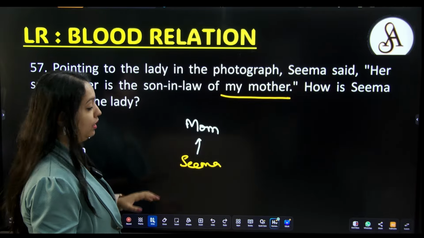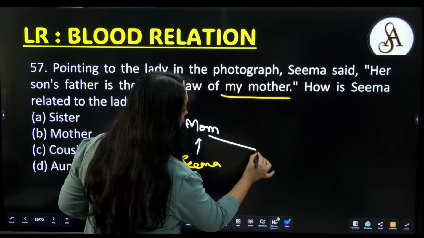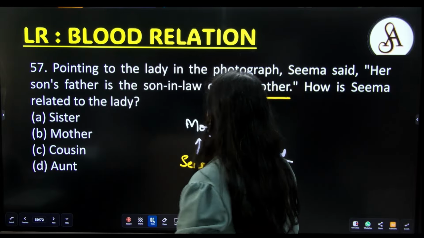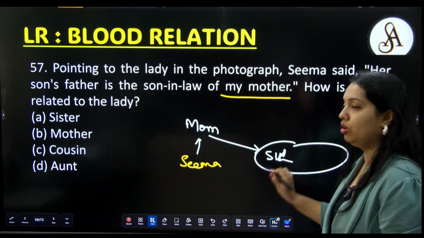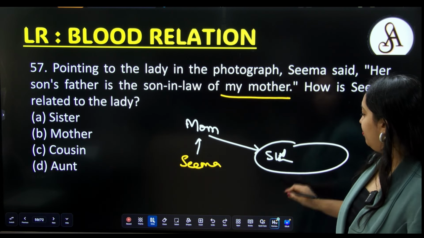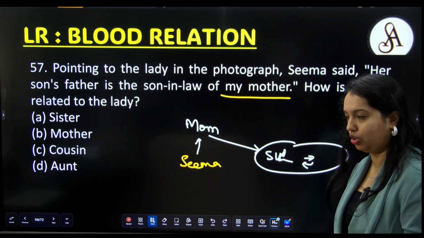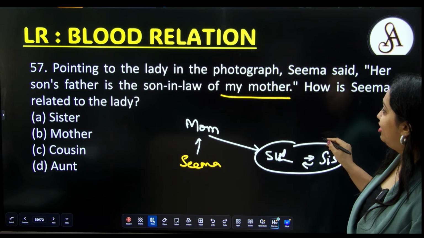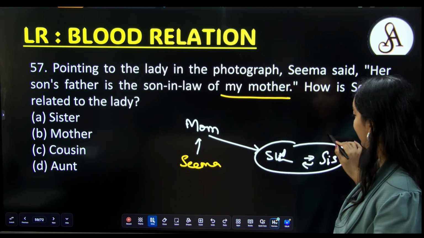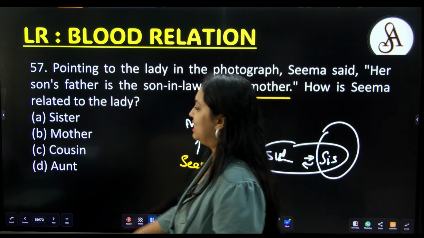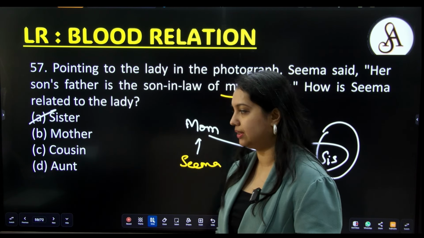Son-in-law of my mother. If I have to say my mother's son-in-law, there are two cases now. Son-in-law. There can be one more daughter, or we are speaking about Seema's husband only. Right now, we'll consider that there is one more daughter who is Seema's sister. How is she related to lady? Pointing to the lady. Pointing to her own sister, Seema is telling. So, who is that lady? How is she related? She is the sister. Next.